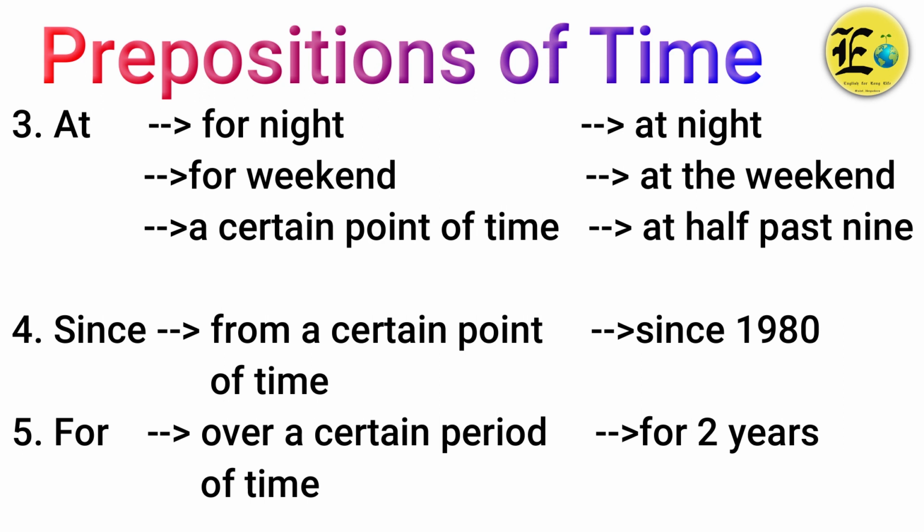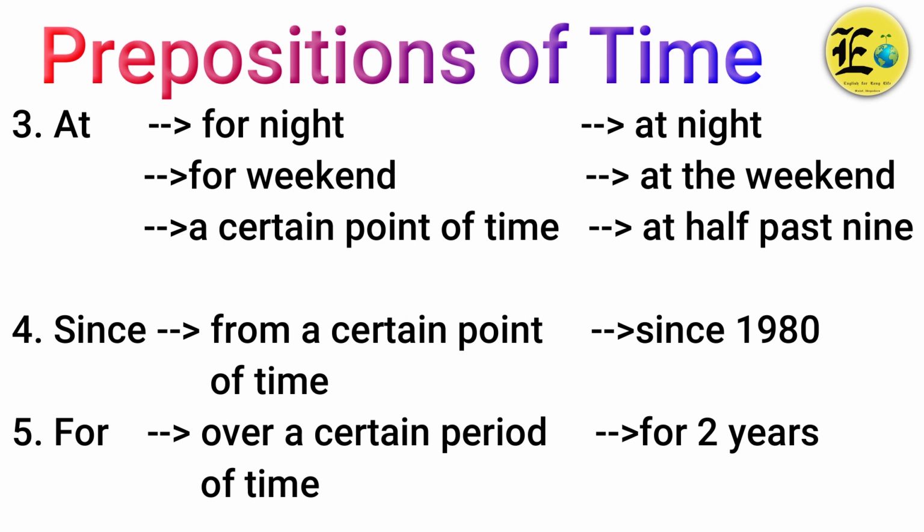The next one is since. Since is used from a certain point of time. That means from past up to now. If something is ongoing and it's been started in the past, then we can use the word since. For example, since 2004. She's been studying English since 2000.